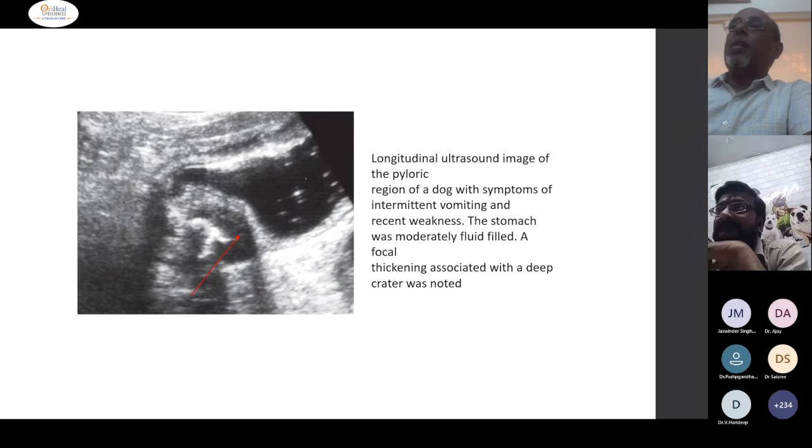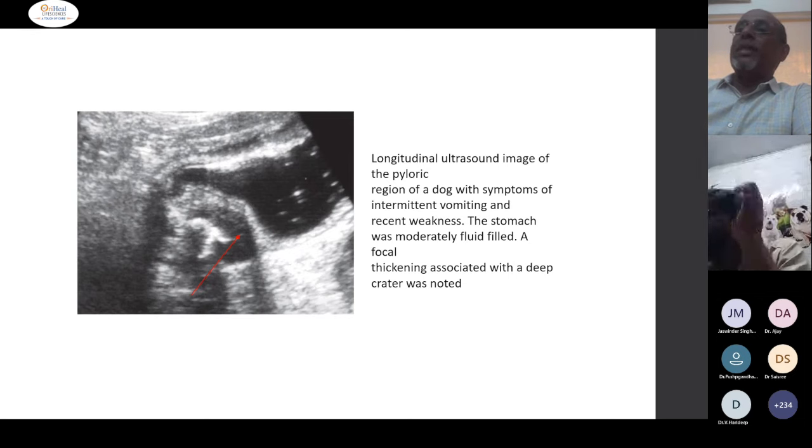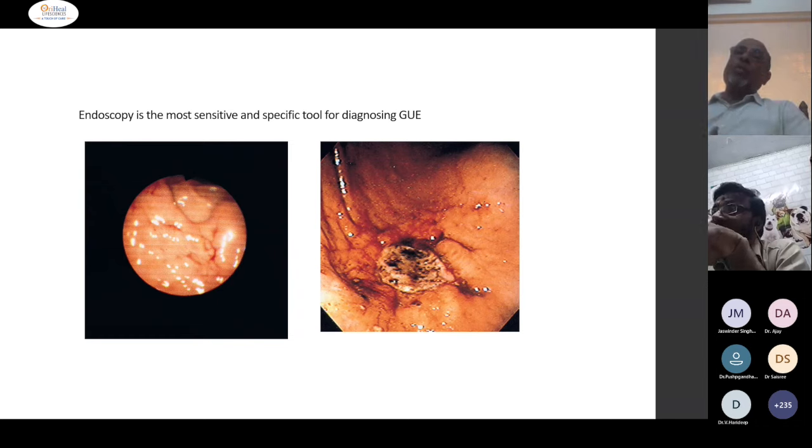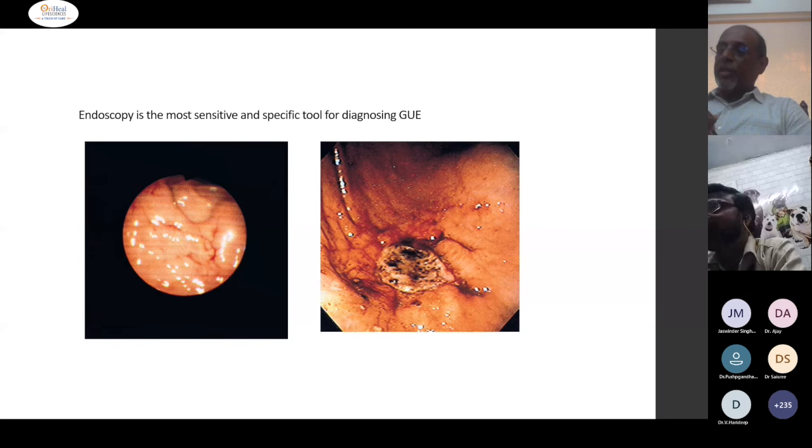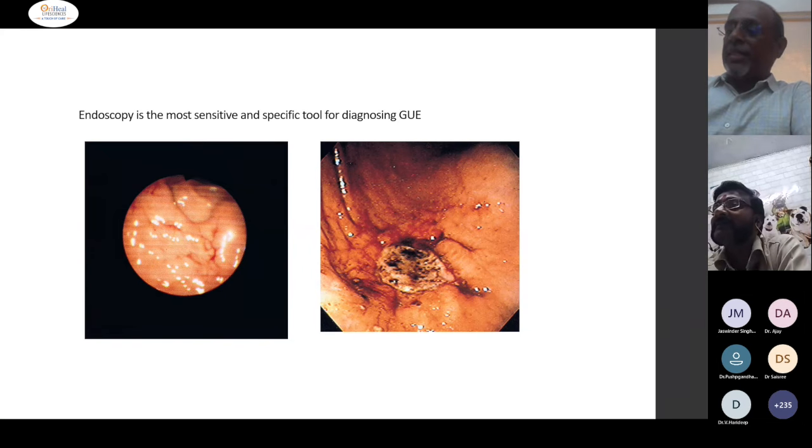Again, this is a longitudinal ultrasound image of the pylorus. You can see the stomach was moderately fluid filled. The focal thickening as well as a deep crater will be noticed in the longitudinal ultrasound. Endoscopy is the most sensitive and specific tool for diagnosing ulcerative erosion of the gastric mucosa.